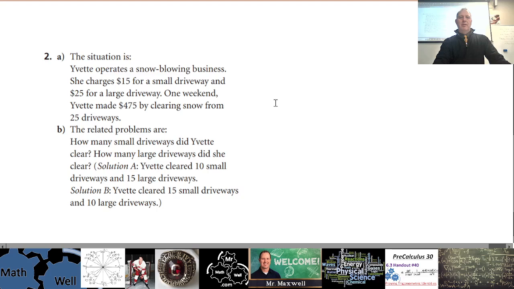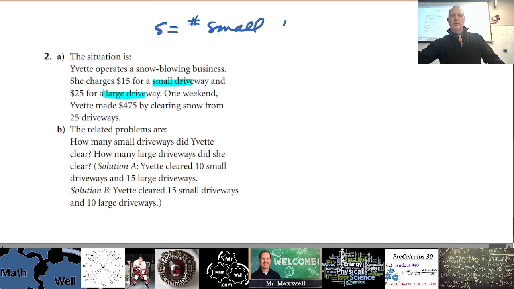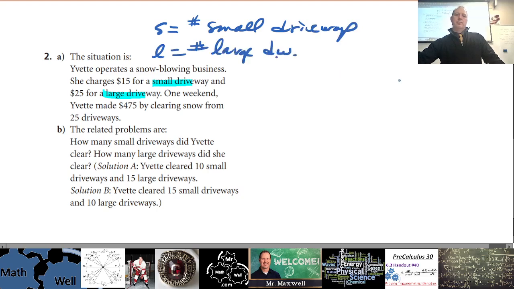So Yvette operates a snow blowing business. She charges $15 for a small driveway and $25 for a large driveway. Here are our variables right away. S is the number of small driveways, and L is the number of large driveways. Okay, so identify your variables.